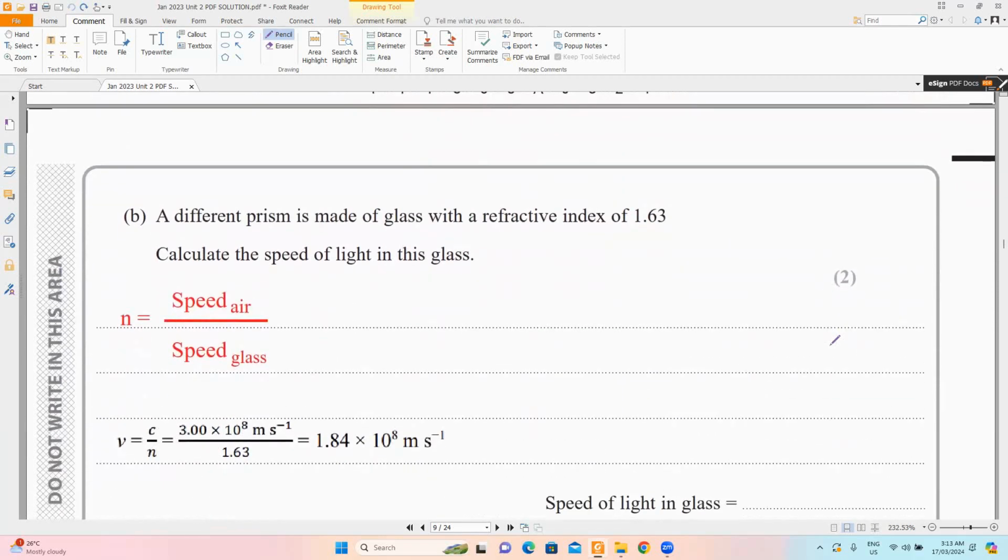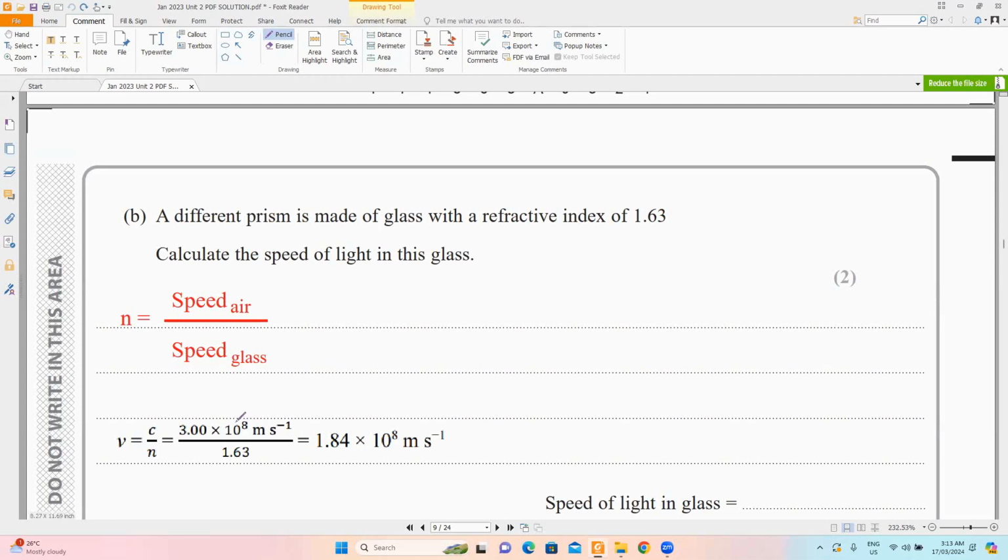Next question says, a different prism is made of glass with a refractive index of 1.63. Calculate the speed of light in air. As refractive index is one of those quantities that can be found out using multiple equations, the ratio of sin i and sin r gives refractive index. The ratio of speeds also gives refractive index. So the speed in air divided by speed in glass also gives refractive index.